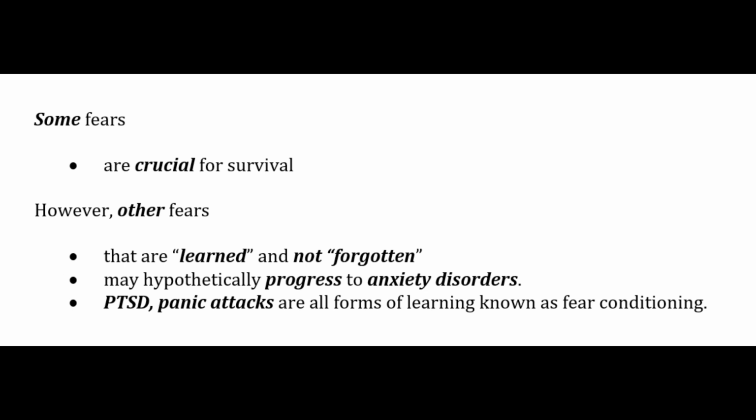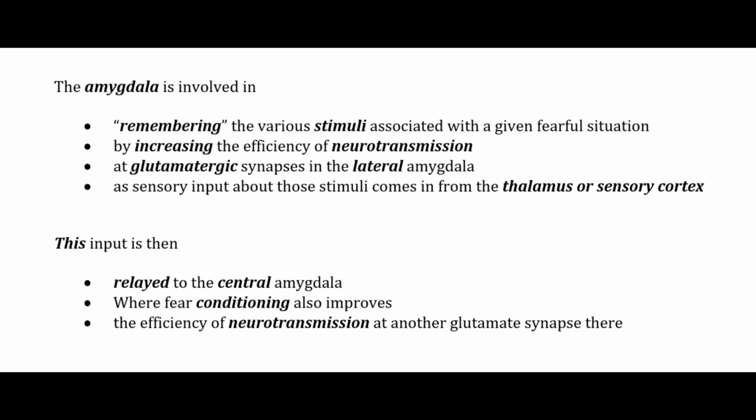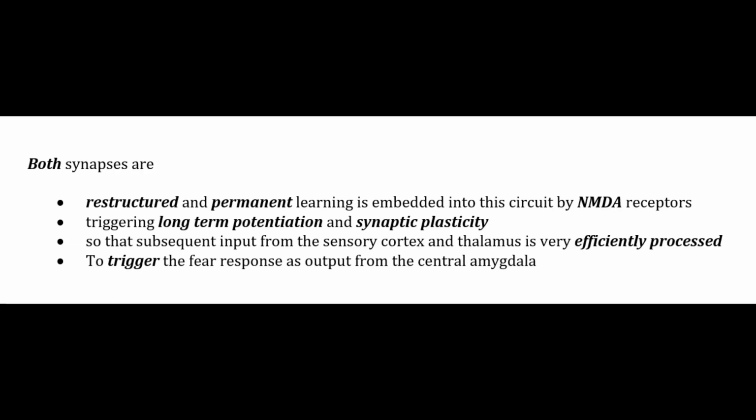PTSD and panic attacks are all forms of learning known as fear conditioning. The amygdala is involved in remembering the various stimuli associated with a given fearful situation by increasing the efficiency of neurotransmission at glutamatergic synapses in the lateral amygdala. Sensory inputs about those stimuli come in from the thalamus or sensory cortex. This input is then relayed to the central amygdala, where fear conditioning also improves the efficiency of neurotransmission at other glutamate synapses there. Both synapses are restructured and permanent learning is embedded into the circuits by NMDA receptors, triggering long-term potentiation and synaptic plasticity, so that subsequent input from the sensory cortex and thalamus is very efficiently processed to trigger the fear response as output from central amygdala.